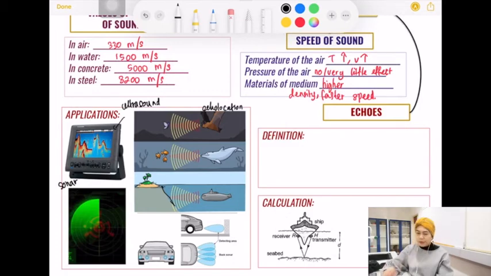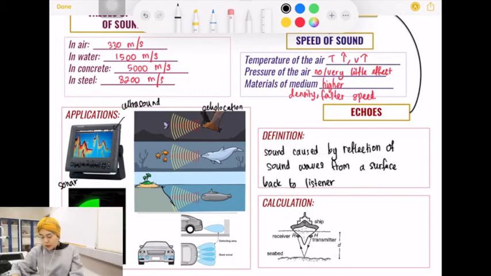Okay, so the definition of echo. If you look at the picture here, this is how sonar is used to determine the depth of the ocean. D here will be the depth, and the speed will be the speed of the sound, the ultrasound that you use. Then they will calculate the time taken for that ultrasound to go down here and to come back up.